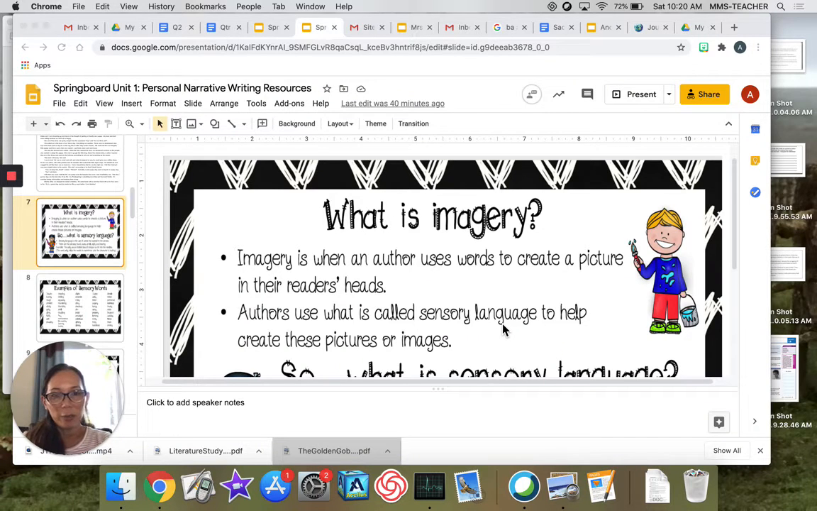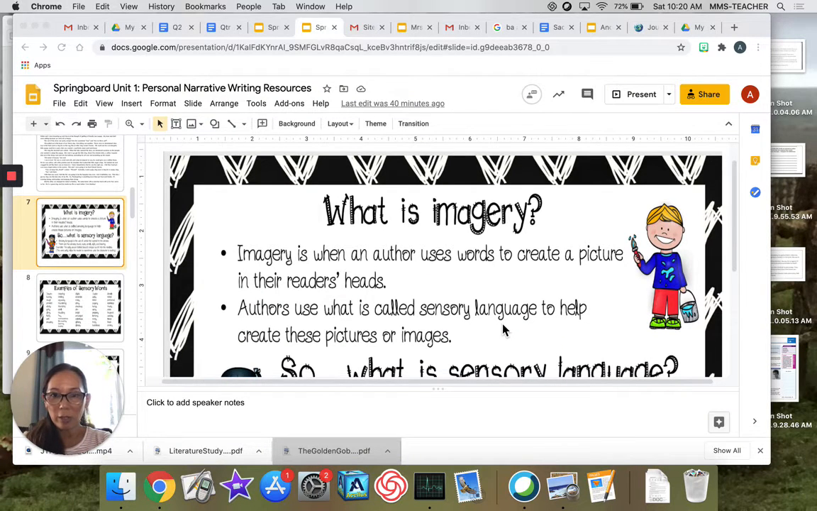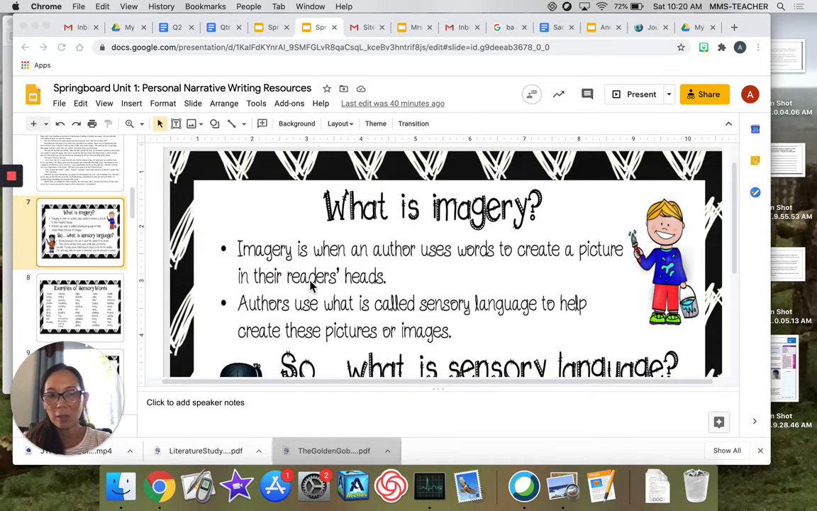Hi students, for today's lesson, we're going to work on sensory words. So this is on slide 7 in our Springboard Unit 1 Personal Narrative Writing Resources slideshow.